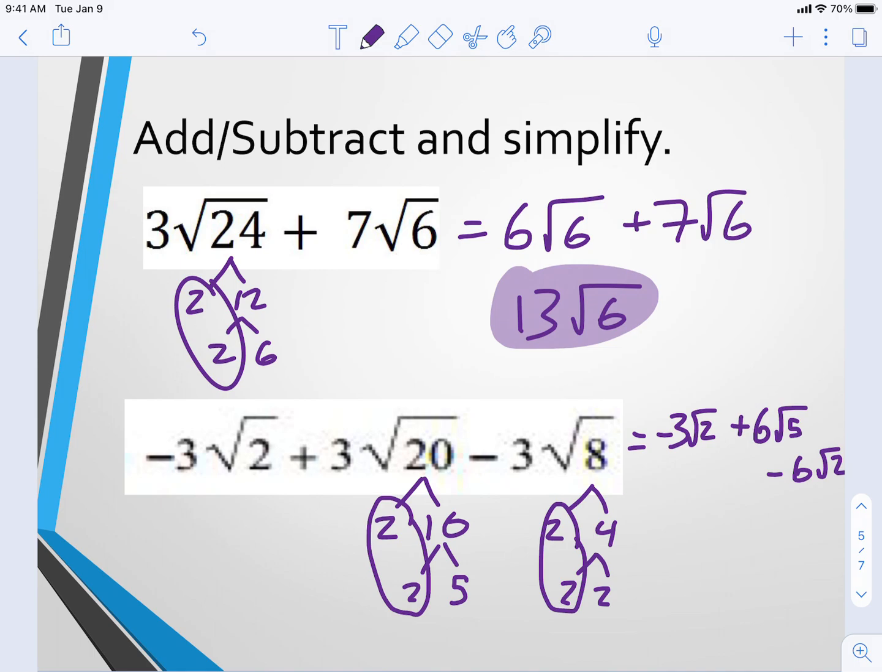Now I can only combine the ones that match. I can't get this root 20 to be in terms of root 2. I can only get it to be in terms of root 5. So there's going to be 2 terms on this one. I can combine like terms here, which would be my negative 3 root 2 and my negative 6 root 2. So negative 3 minus 6 is negative 9 root 2, and then plus 6 root 5. And there is your final answer for that one.